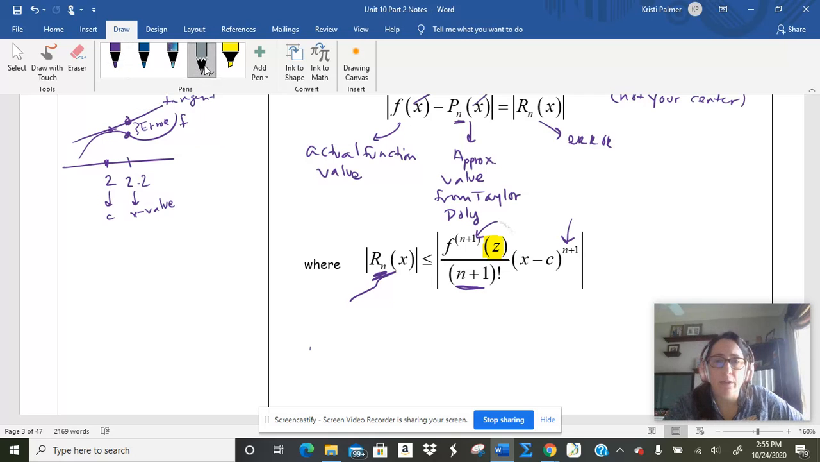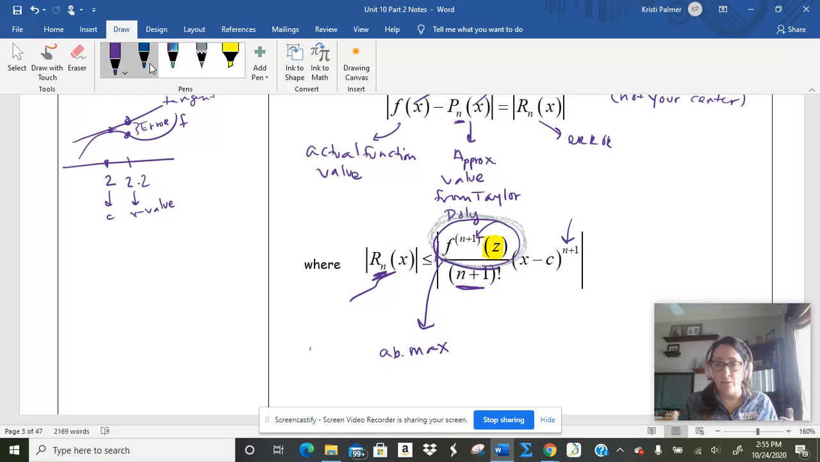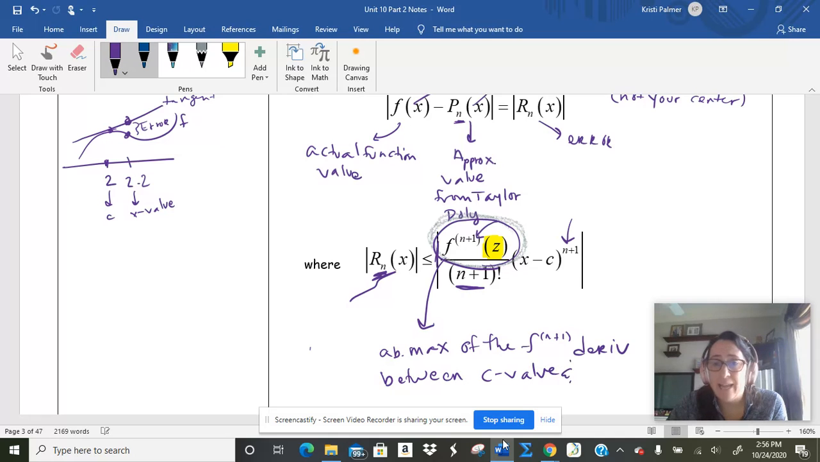And we want to think about it more in terms of that whole thing here. So this entire thing is kind of like the absolute max because it's in the absolute value bar. So if you get a -2 versus a 1, then 2 is the absolute max of the f to the n plus 1 derivative between your c value where you're centered and that x value that you're plugging in.